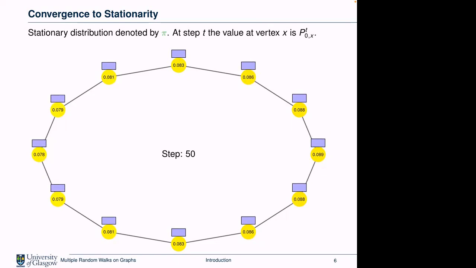So how long a walk takes to converge to its stationary distribution is a key quantity for single random walks, and it's known as the mixing time. But there can be many different notions of mixing time depending on how close you want to be to the stationary distribution and how you measure close. So I'm going to give you a few notions of this on the next slide for single random walks.